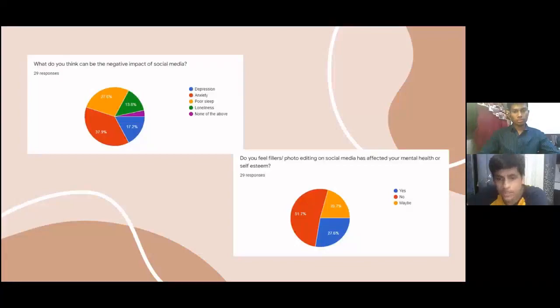Do you think filters and photo editing on social media have affected your mental health or self-esteem? 51.7% of people think no, it has not affected, while 20.7% are not sure, and 27.6% have been affected negatively.